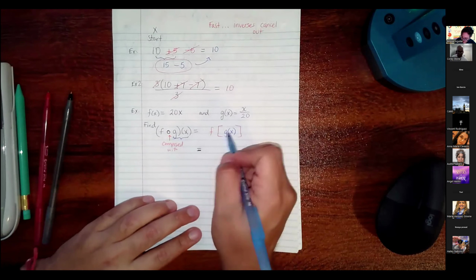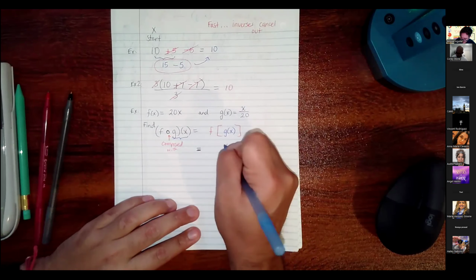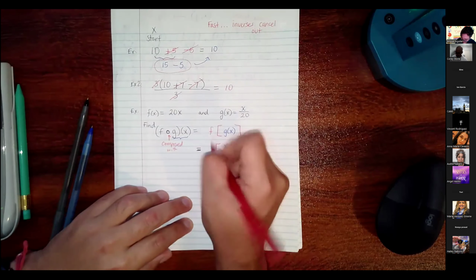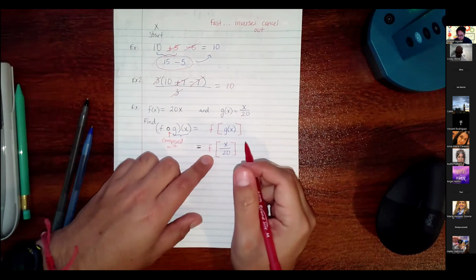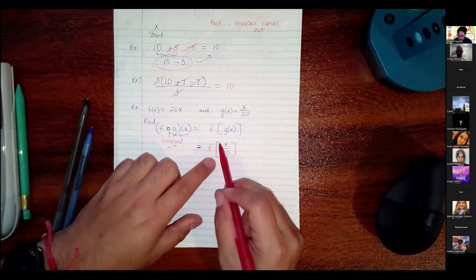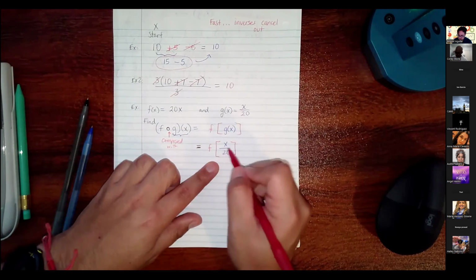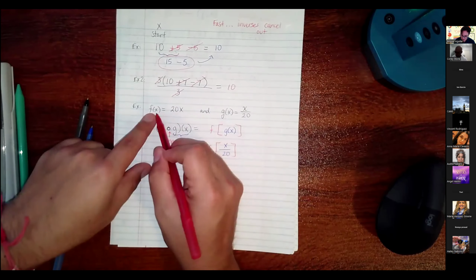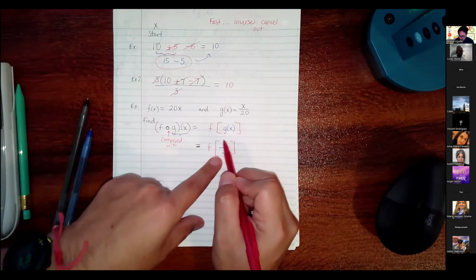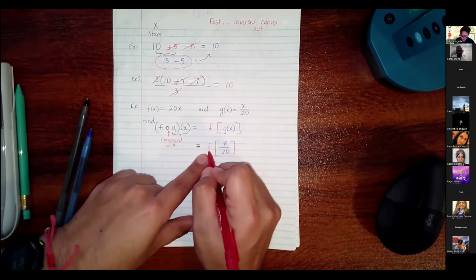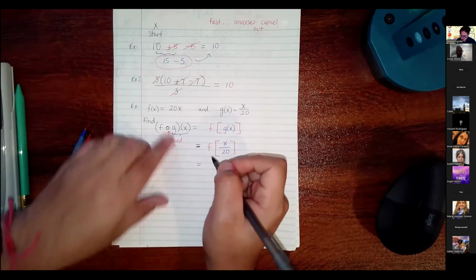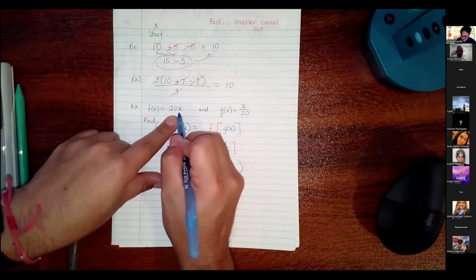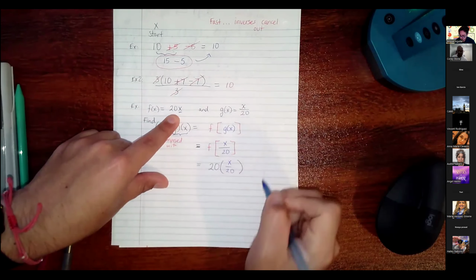But what we're going to see is that g of x is just this x over 20 function. I'm going to put x over 20 here, and then I'm going to plug that into f of x. Whenever I have a function and then parentheses with something inside, I'm just going to take that thing and replace the x in that function. So if I'm taking this x over 20 and plugging it into the function f, what that's going to look like is just 20 times, and then we're replacing the x now with x over 20.